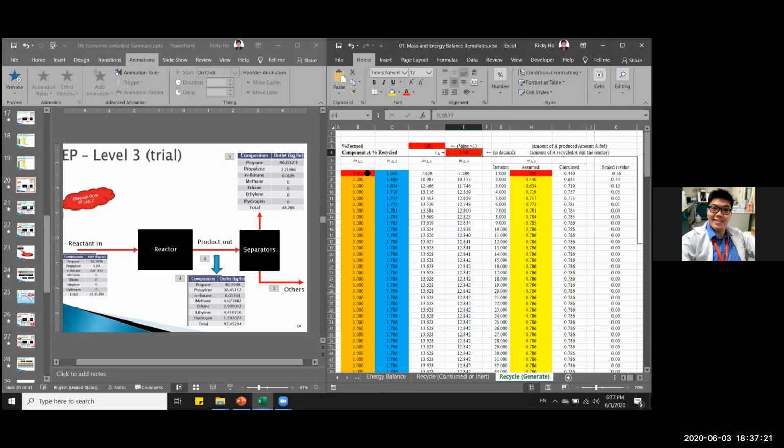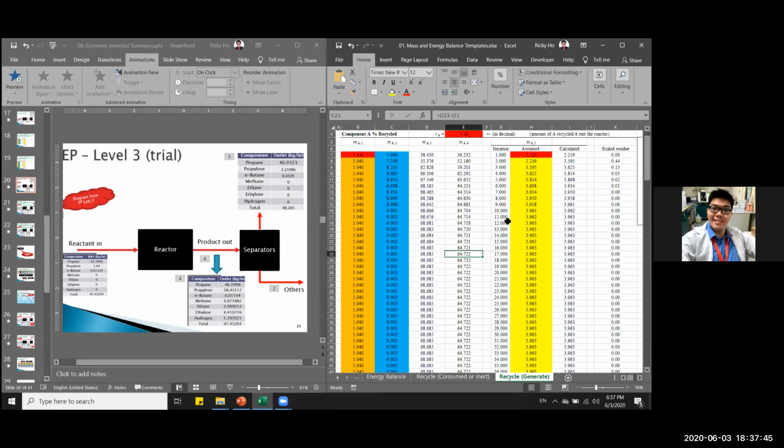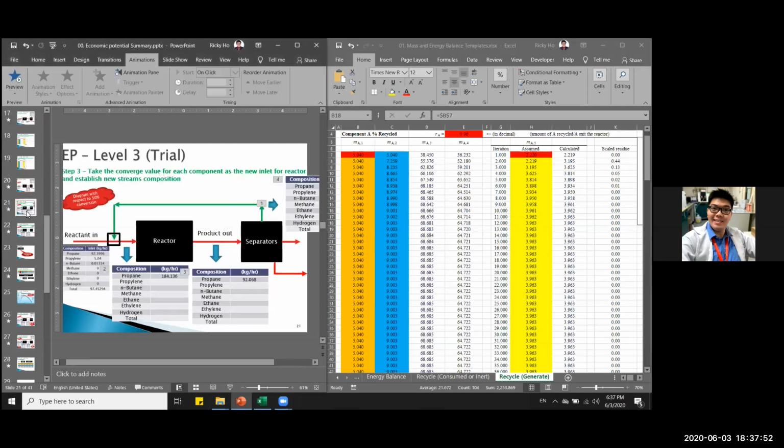Now we edit the other red highlighted cells. Propylene entering is 5.04. And the amount that is recycled is 2.21986. Again, look for the converged value. So the converged value starts from here. So you take that value and put it in your EP level 3 mass balance.